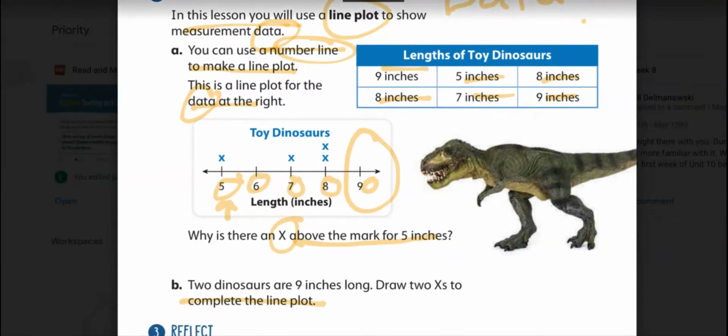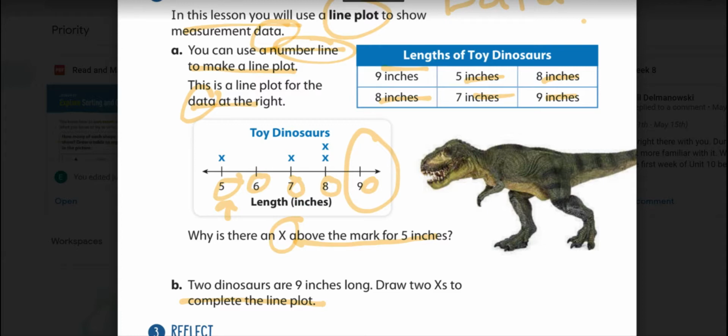So what that means is I see 5 inches, 6 inches, 7 inches, 8 inches, and 9 inches. Do you notice that it still goes in consecutive order? So it goes 5, 6, 7, 8, and 9. So here we go. 5, I notice that there's one X up at the top. That means that there's only one toy dinosaur that's 5 inches.